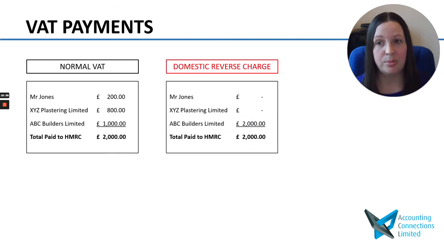Under the new domestic reverse charge, Mr. Jones doesn't pay anything, XYZ Plastering doesn't pay anything, ABC Builders pays the whole £2,000. So as far as HMRC are concerned, they're still getting the same money in, and it's only coming from one source. Do you see now how this makes it much easier for HMRC to identify those people who have and haven't paid them, and how to deal with non-compliance, because there are far less people now that they have to deal with.